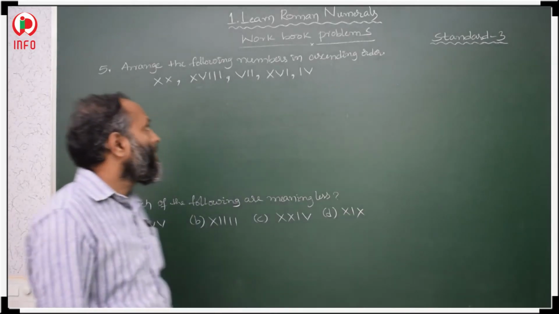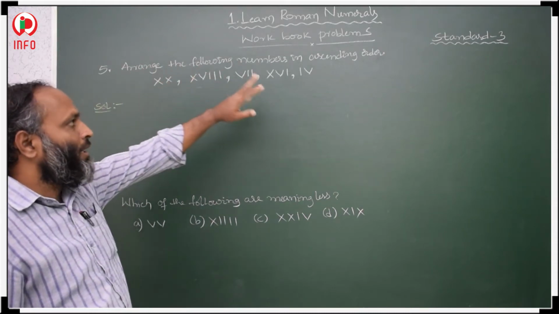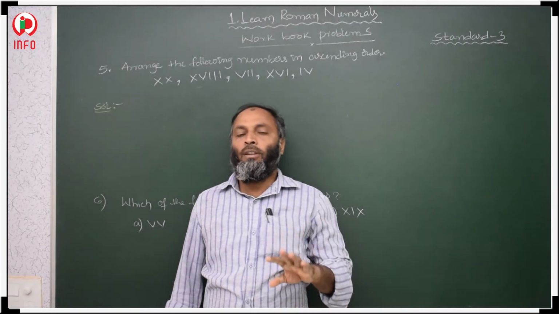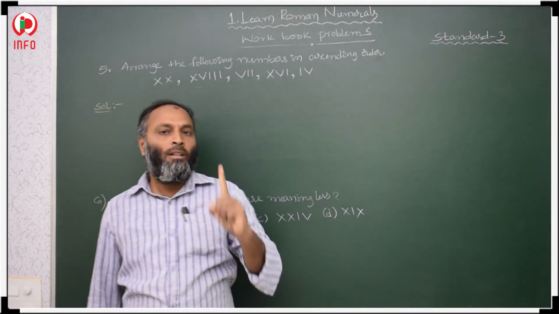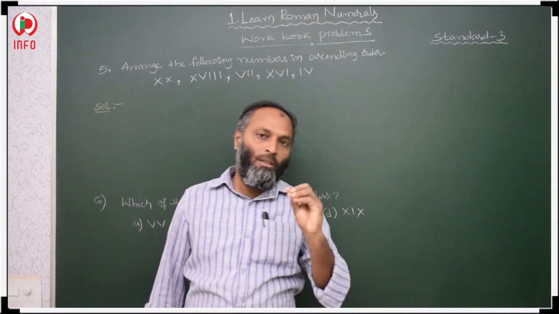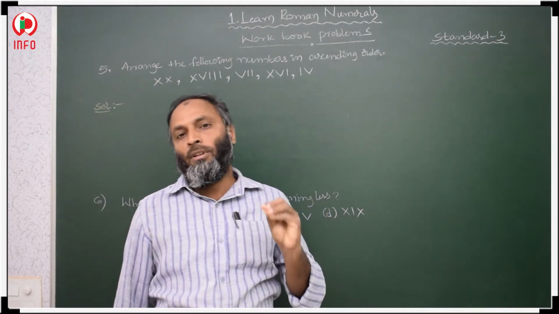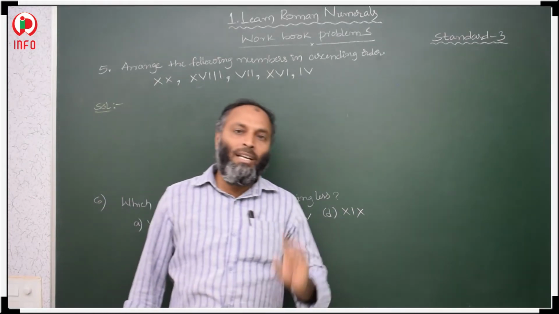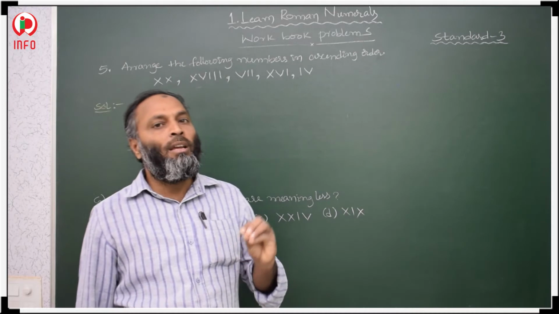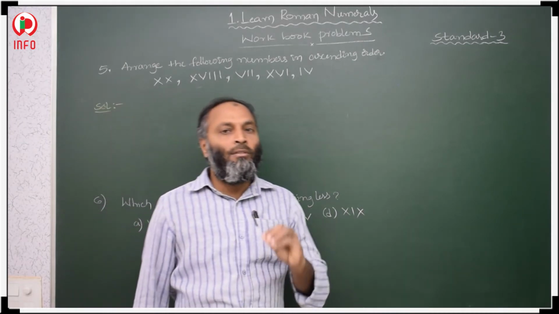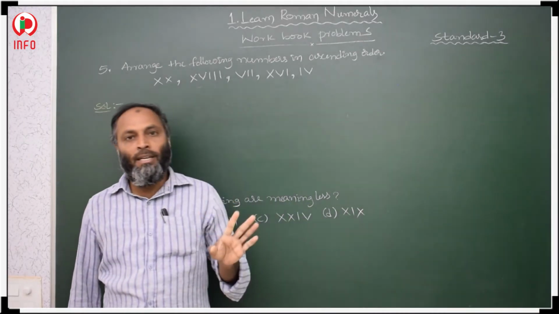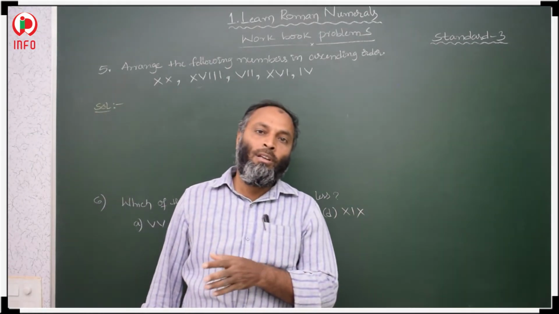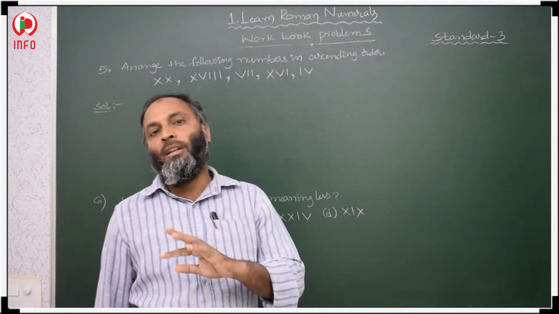Yes, students, again the question is: arrange the following numbers in ascending order. Whether ascending or descending order is given, first we have to convert the given Roman numerals into Hindu Arabic numerals. Then after that you have to decide which one is smaller and which one is bigger. If ascending order is given, you have to write in increasing order, from smaller to bigger. If descending order is given, you have to write in reverse order.